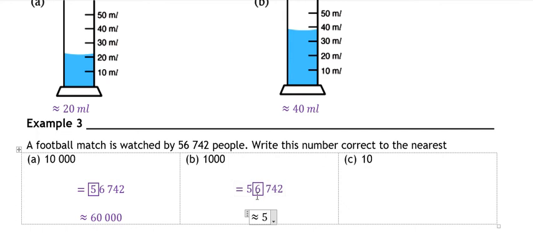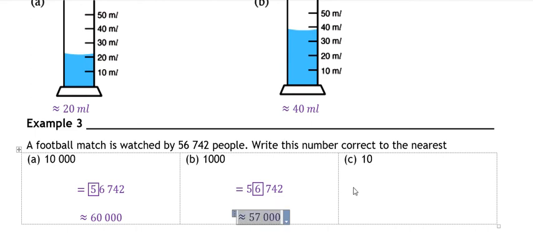So 6, when you look at the right side of 6, it is 7, so that's 5 or above. So when it's 5 or above, the 6 should be added by 1, so it becomes 57. Now this 7 is for nearest 1000, so 57,000, right? So that's the second part.